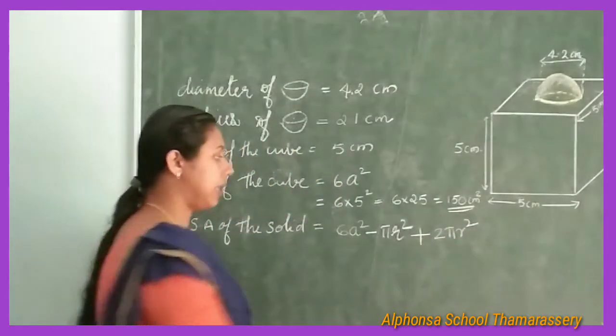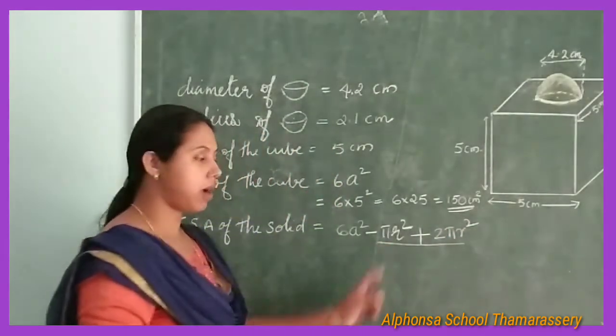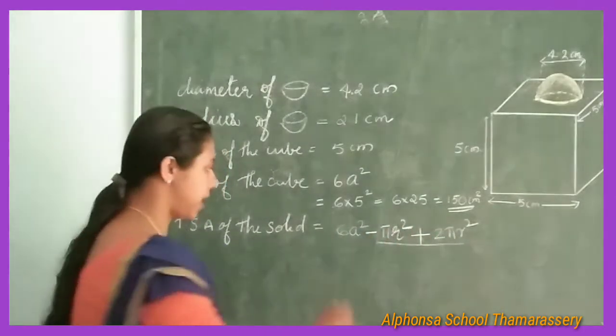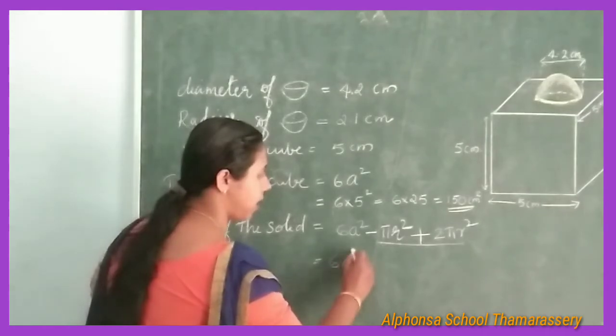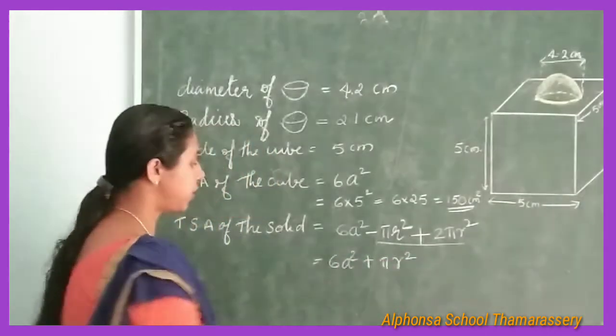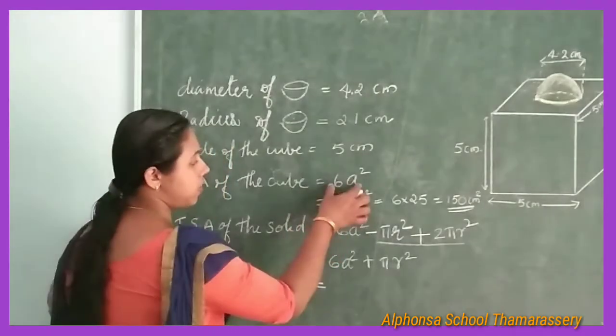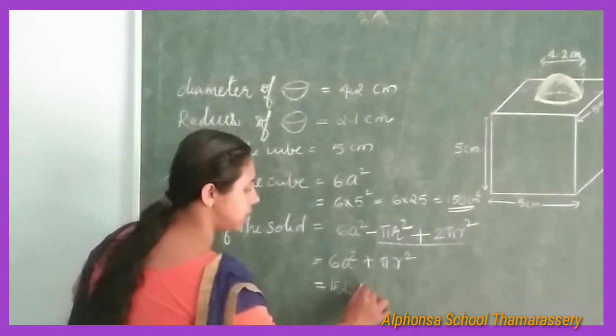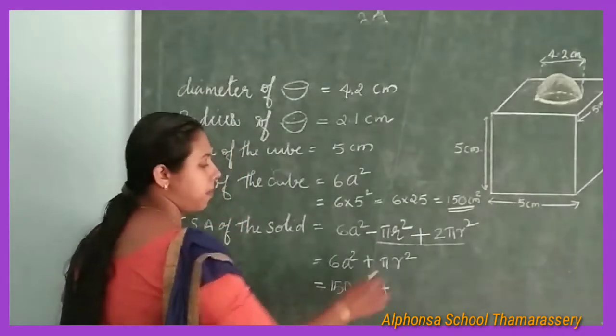Now we can see that these two terms are like terms. When you add these two terms, 2 pi r square minus pi r square is 1 pi r square. So 6a square plus 1 pi r square. Now you can substitute the value. We already found out what is 6a square.